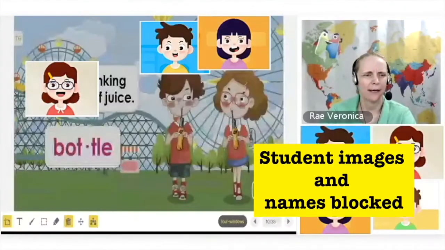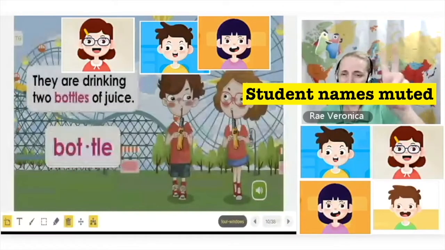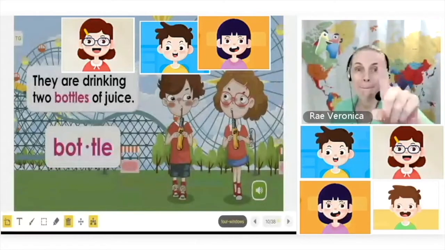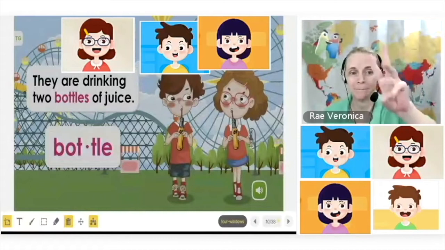Try the train again. Okay. So it goes: bottle, bottle, bottle. Bottle, bottle, bottle.